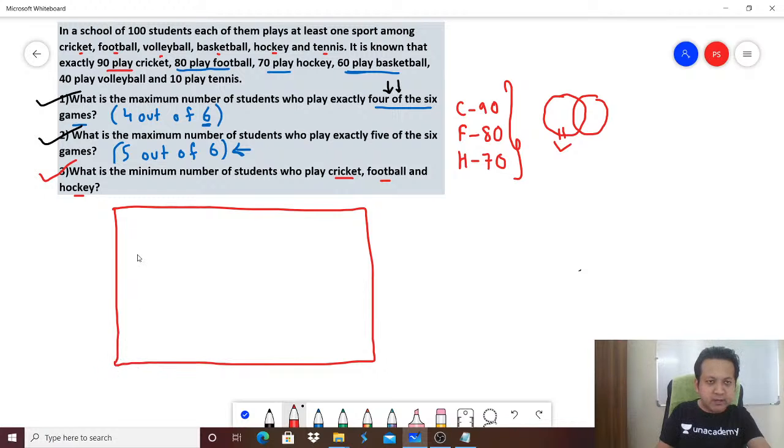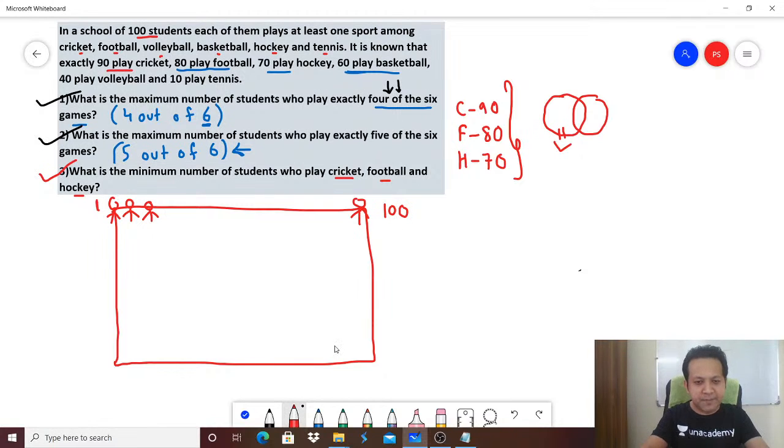So what will I imagine? Remember, there are a total of 100 students. So my imagination will be there are 100 students standing in a queue, from roll number 1 to the very last roll number 100.